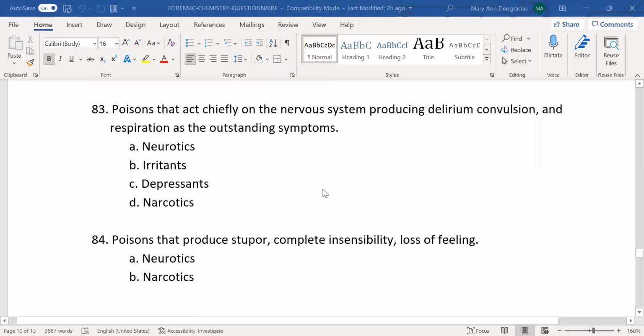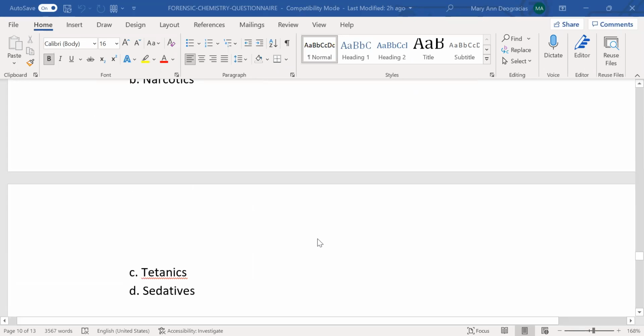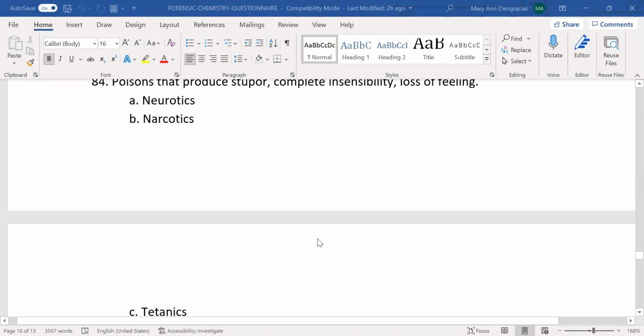Next, 84. How about this one? Complete insensibility, nawawala sa sarili. Hindi alam kung anong ginagawa. A, neurotics. B, narcotics. C, tetanics. D, sedatives.